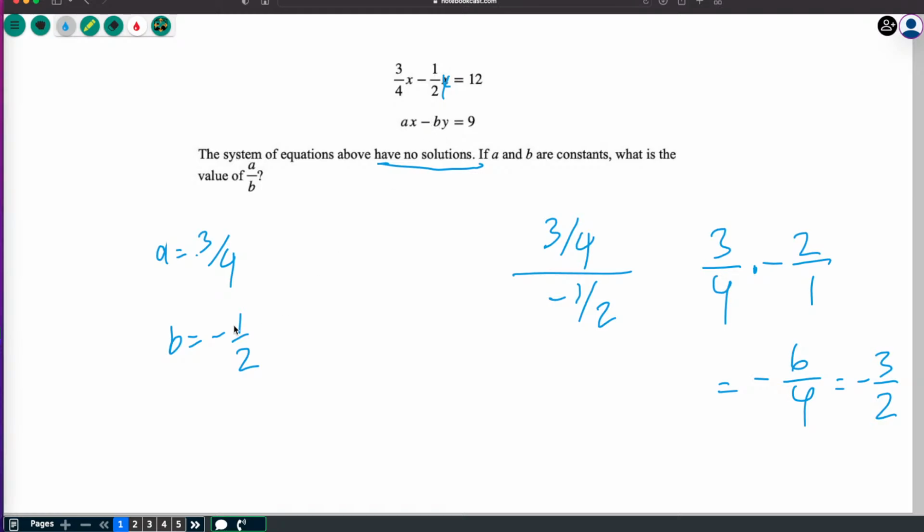Or actually, it depends if that negative belongs to the b. You could also say b is +1/2. In that case, the answer is 3/2. And I'm going to suggest that we don't include the negative, because it's asking for a/b, and we would say there that b equals 1/2. Apologies for that. So the correct answer there is 3/2. Not a great start here. I'm making a couple of errors that I'm not happy about, but there you go. That was a question testing your understanding of an equation having no solutions.